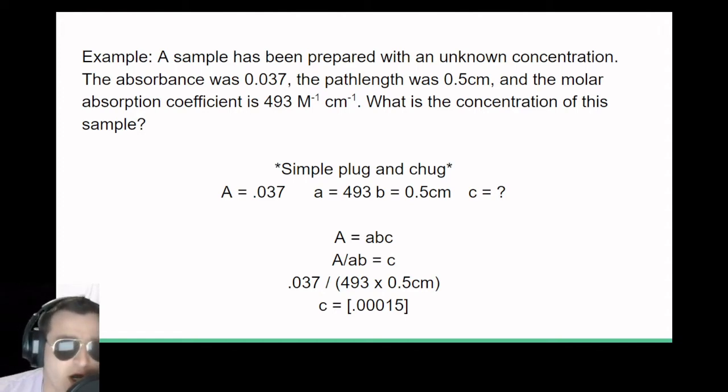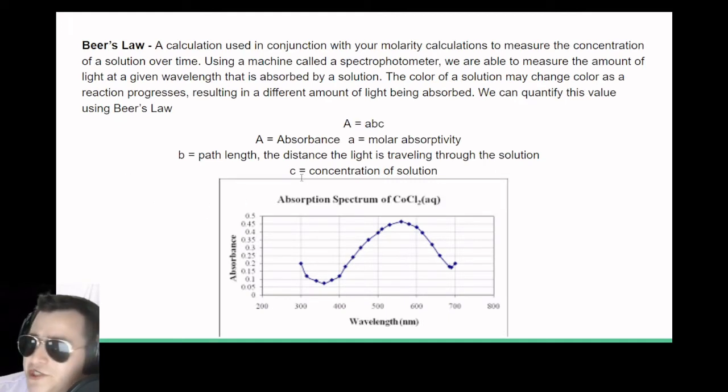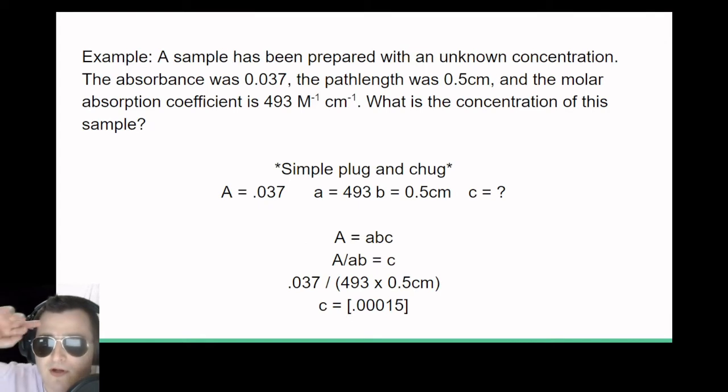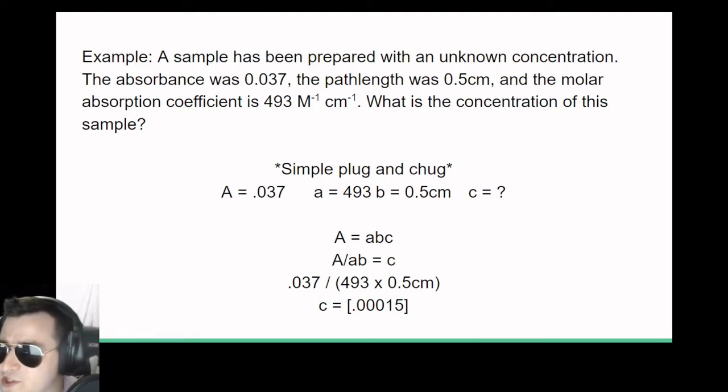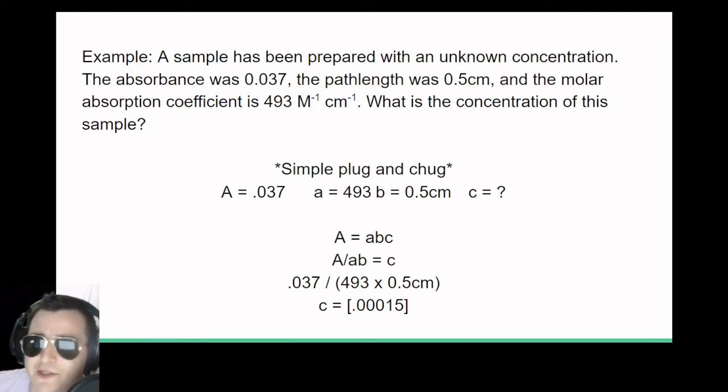And so if you'll recall, we go back to our equation set up here. Concentration is C. So we're simply solving for C here. Very simple. All we got to do is rearrange the equation to solve for C, making sure we're following PEMDAS, that the denominator is going to be multiplied before we actually divide the numerator by it. So 0.037 divided by 493 and 0.5 centimeters, you get the concentration to be 0.00015 or 1.5 times 10 to the negative fourth power as a concentration. Remember, this bracket signifies molarity.